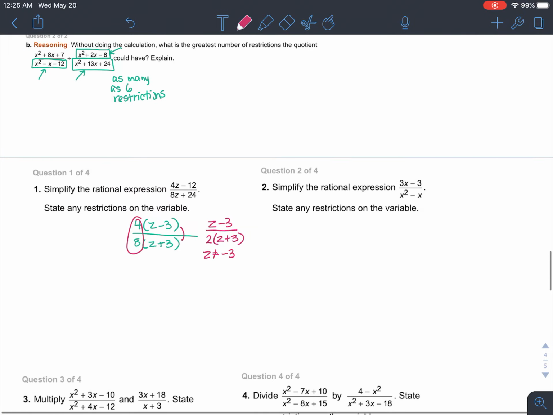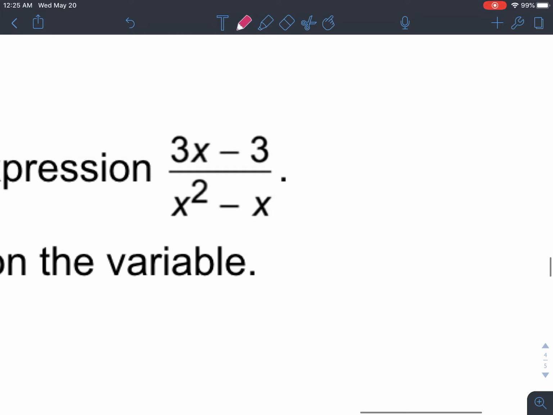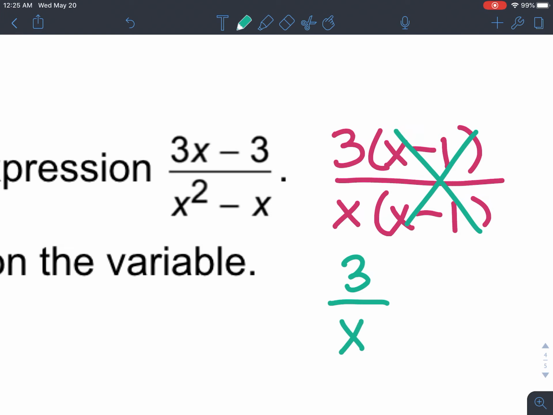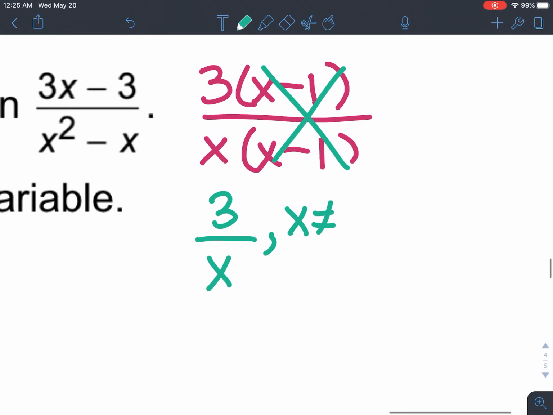All right, let's try this one. This has a GCF of 3, so that's x minus 1. This has a GCF of x. Cross that out. So the simplified form is 3 over x. But what can't x be? It can't be 0, and it can't be 1.